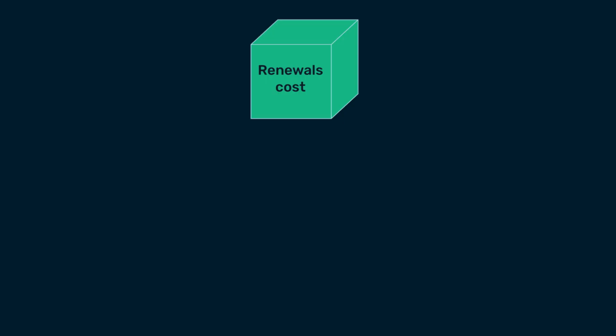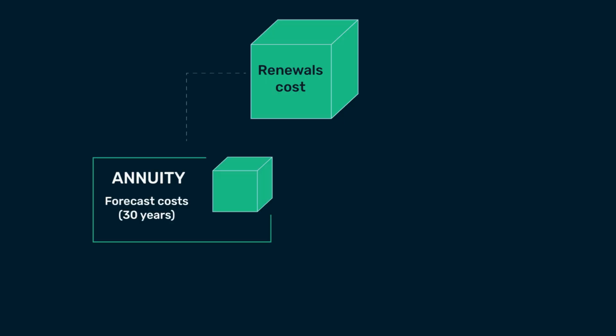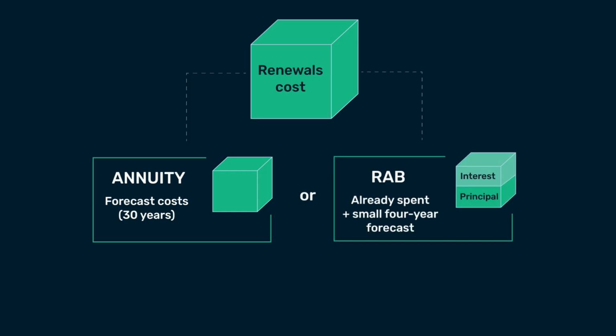We calculate the annuity contribution building block by estimating what renewals work might need to be done over the coming 30 years and how much that might cost. We then determine how much customers would need to pay each year over that 30-year period to cover the forecast cost.